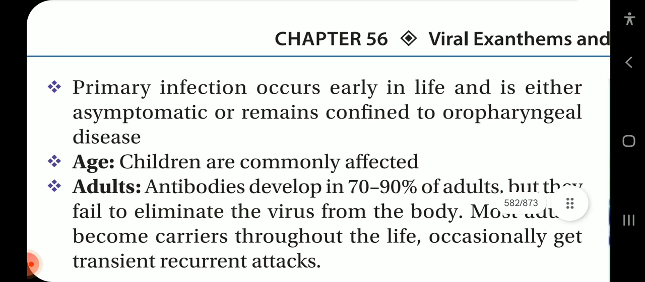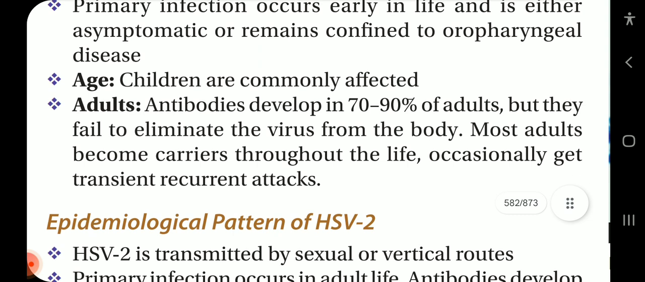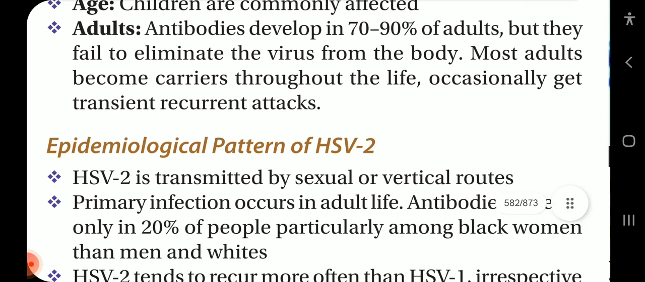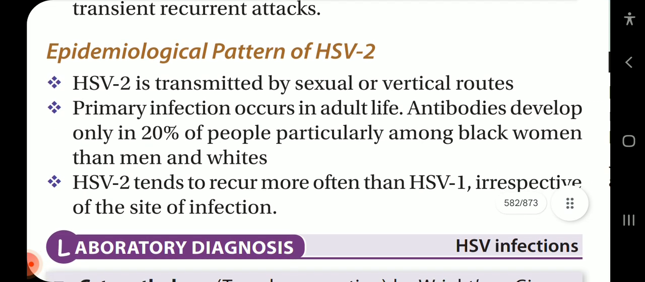Primary infection occurs early in life and is either asymptomatic or remains confined to oropharyngeal disease. Age: children are commonly affected. Adults: antibodies develop in 70 to 90% of adults, but they fail to eliminate the virus from the body. Most adults become carriers throughout their life and occasionally get transient recurrent attacks.